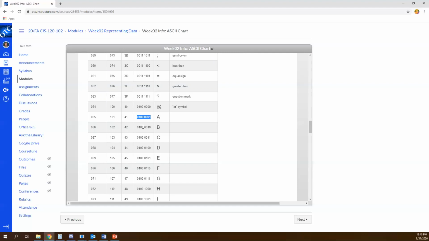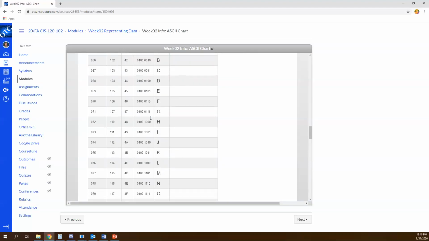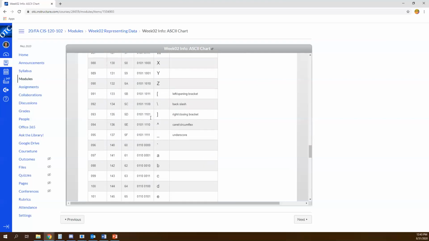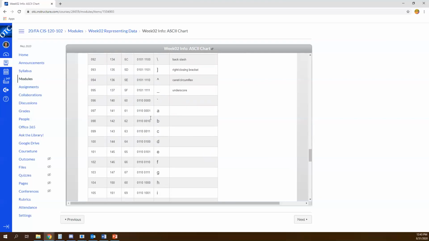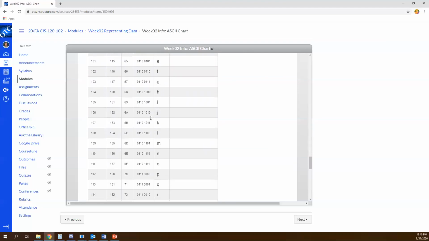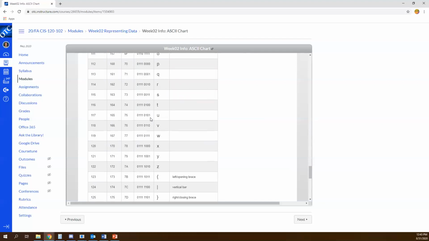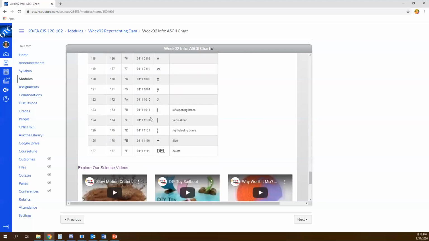Now, if I keep going down the ASCII code table, I'm going to see after the uppercase letters, all the lowercase letters. So all of these character-based pieces of information have an assigned binary value that goes along with them. But how do I know that this vertical bar, 0, 1, 1, 1, 1, 1, 0, 0, in memory means vertical bar and not some number?